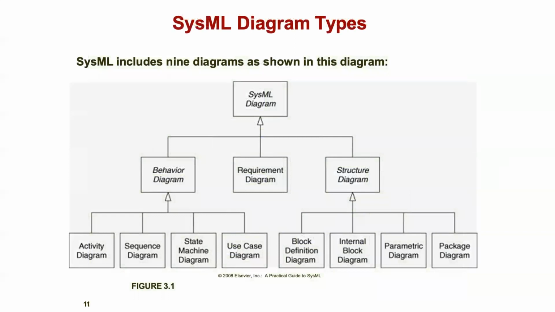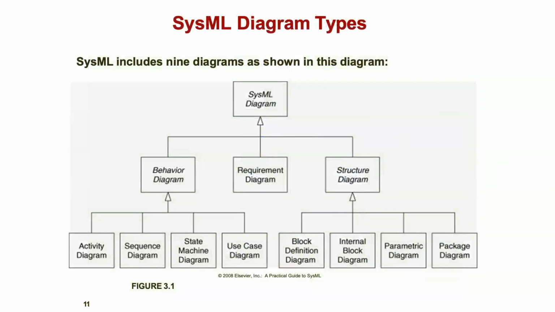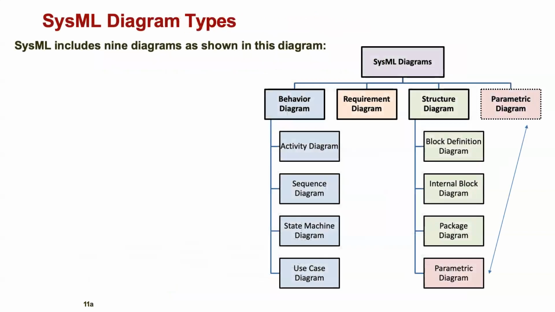And so here is another way of looking at the nine different types of SysML diagrams. You have the behavior, the requirements, and the structure. And sometimes the parametric can be viewed as a separate category, as we were showing in this diagram. This is a version that I came up with that shows how the parametric can be considered either part of the structure or as a separate fourth category.